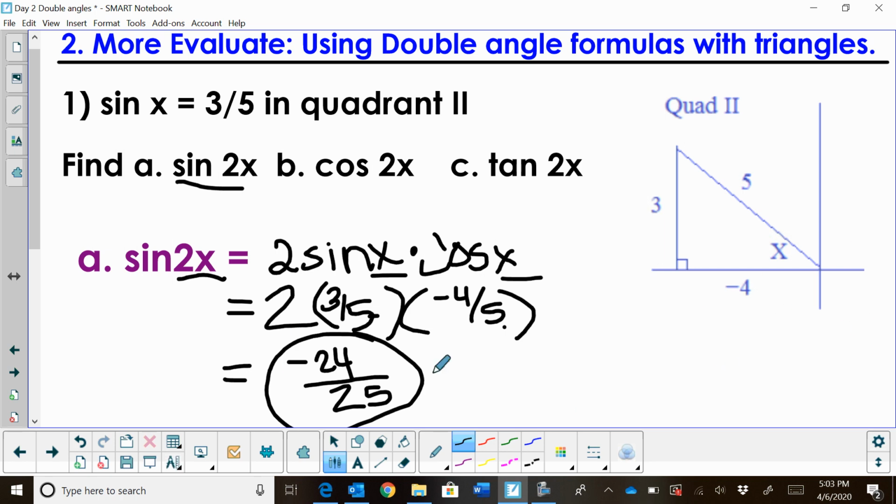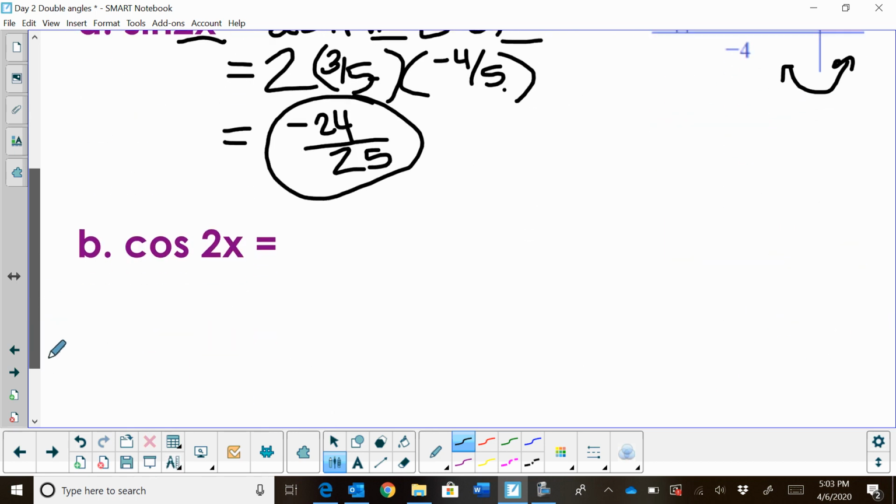And that makes sense. It should be negative because if it's from quadrant 3 or 4, don't we know sine is negative down here? So there you go. So now let's look at cosine.